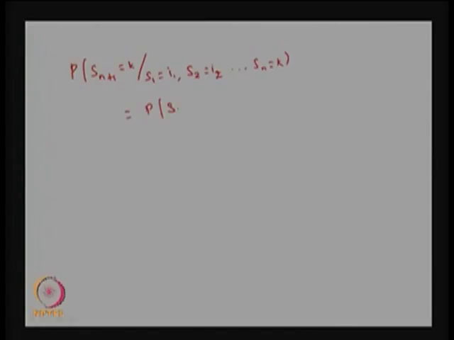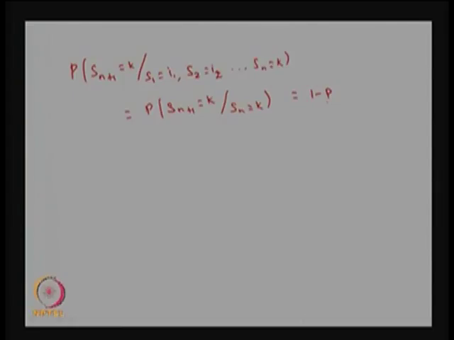The probability of S n plus 1 is equal to k, given that S n is equal to k, that is same as what is the probability that the value was same k in the subsequent trials. That is the possibility of appearing a tail in the n plus 1th trial. Therefore, the probability of the appearance of the tail in the n plus 1th trial is 1 minus p, or I can use the notation q.